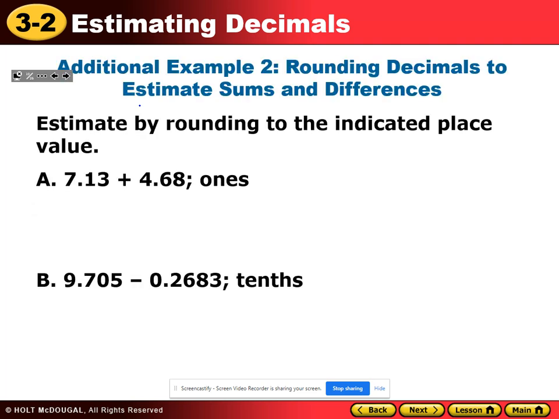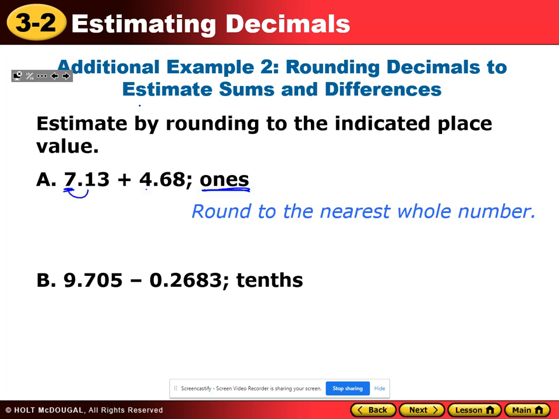So, estimate by rounding to the indicated place value. They want us to estimate to the ones. Okay? So we've got to think. Ones, ones. All right? So, round to the nearest whole number. So if we look here, ones, 1 is smaller than that, so I would get 7. Okay? Because it remains the same.